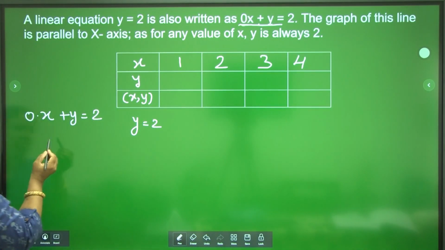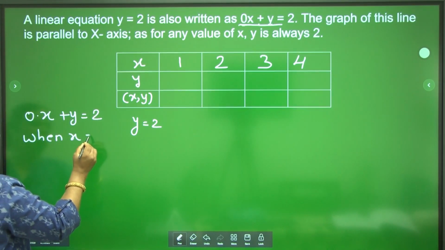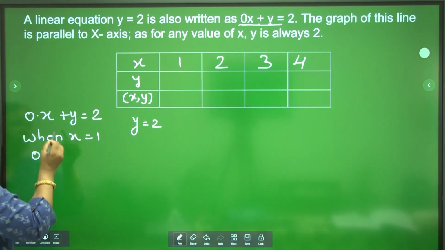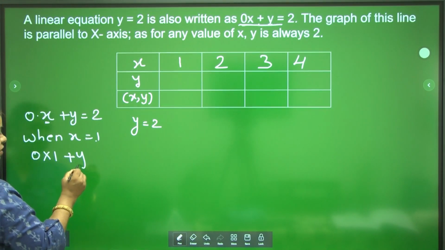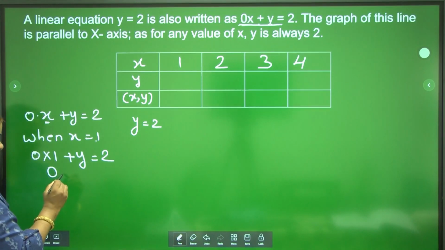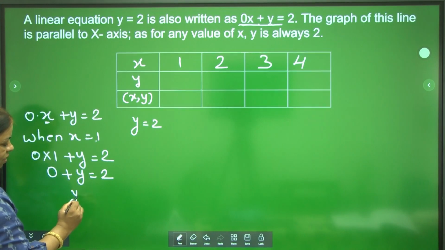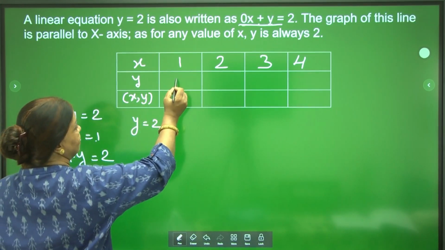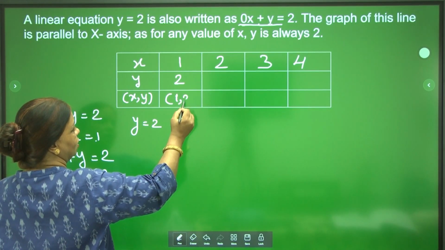When x is equal to 1, I will place the value here. It is 0 into x, x means 1, plus y is equal to 2. 0 into 1 will be 0, plus y is equal to 2. So y will be equal to 2 only. We got y as 2 when x is 1. So your coordinate is 1, 2.